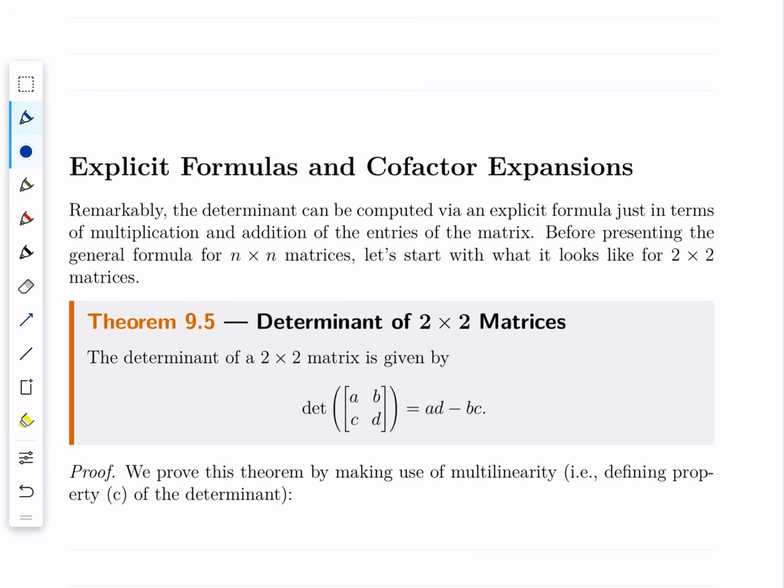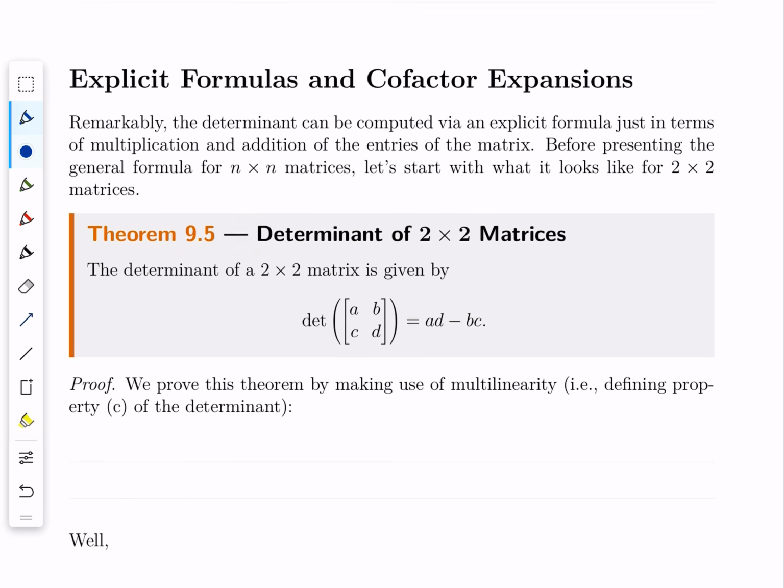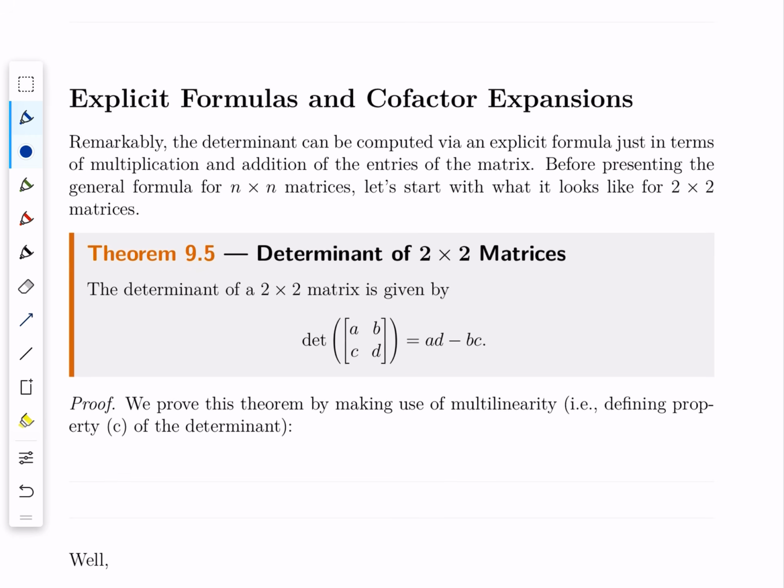So starting off with sort of the easiest case, the case of 2x2 matrices, well, it turns out that there's an explicit formula for the determinant of a 2x2 matrix. You don't have to go through Gaussian elimination at all. It's just you plug into this formula and you're done. Okay, so here's how it works. Suppose that you've got a 2x2 matrix and we just give names to its entries, call them A, B, C, and D.